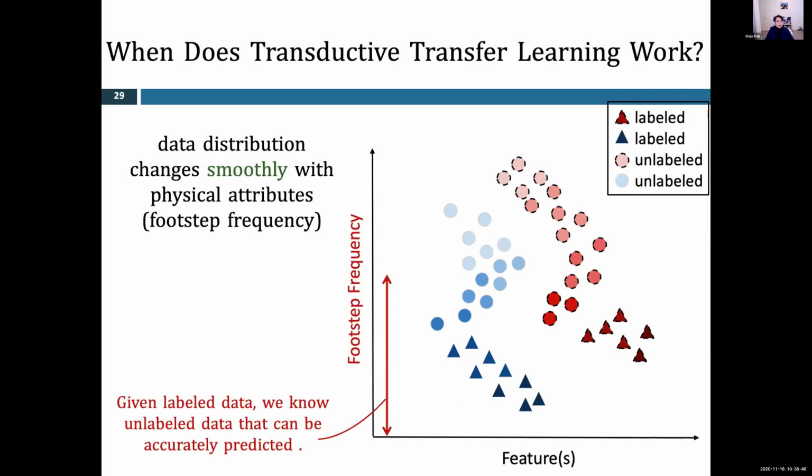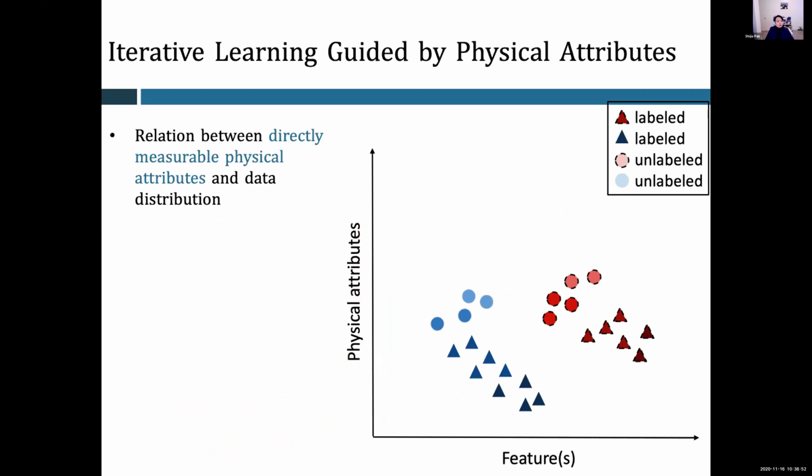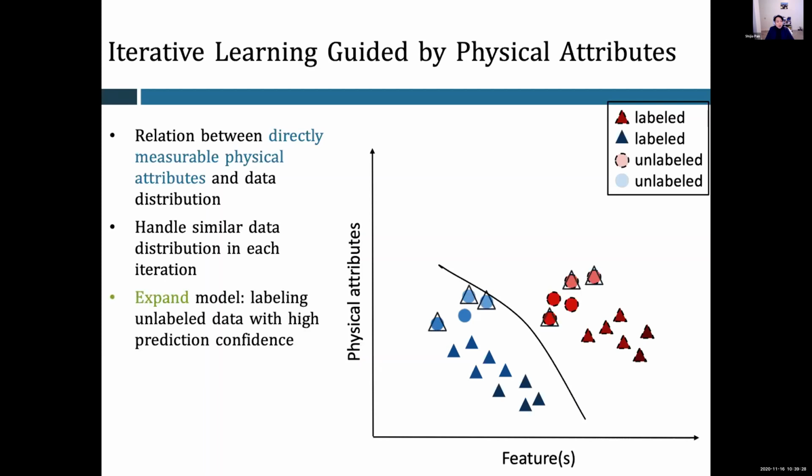With this idea, we propose an iterative learning guided by physical attributes. We propose a new learning framework where we first understand the relation between the directly measurable physical attributes, in this case, the footstep frequency, and the data distribution changes. Once we understand this relation, we'll be able to handle the similar data distribution in each iteration. And at the end of each iteration, we will be able to expand the model by labeling the unlabeled data for those with high prediction confidence.